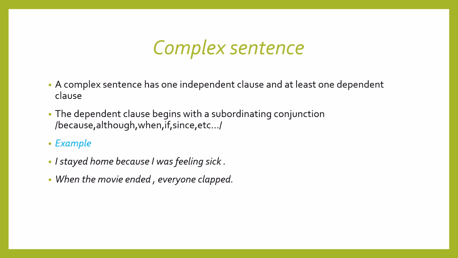All right. Now when we join this independent clause with the dependent clause using a subordinating conjunction, we form a complete sentence. Always a complete sentence, as the others, starts with a capital letter and ends with a full stop. Now let's see another example.